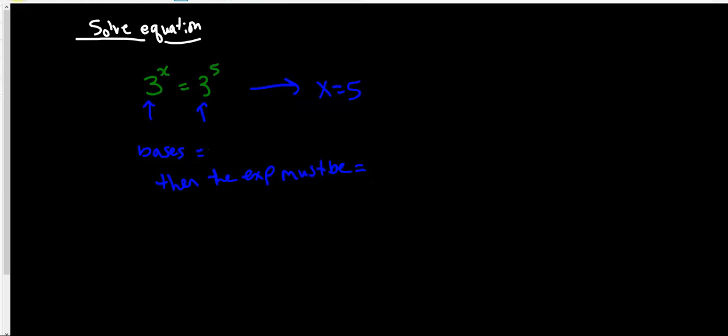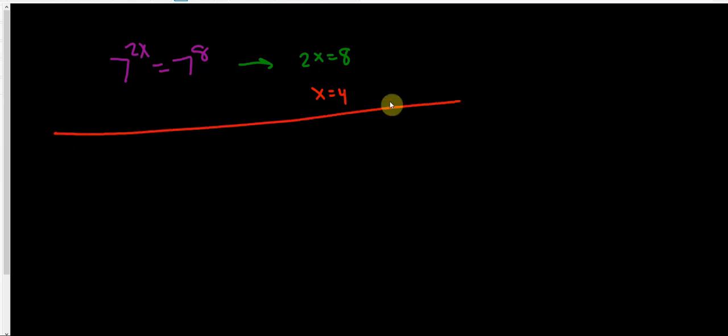So I could make this a little bit more difficult. I could do something like 7 to the 2x is equal to 7 to the 8. And you're like, okay, well, these two things are equal. Their bases are equal. Therefore, the exponents must be equal. 2x must equal 8. Oh, well, I can solve for x easily. Divide by 2. X is equal to 4. So it's a pretty simple idea.